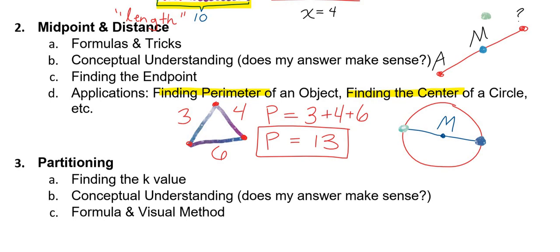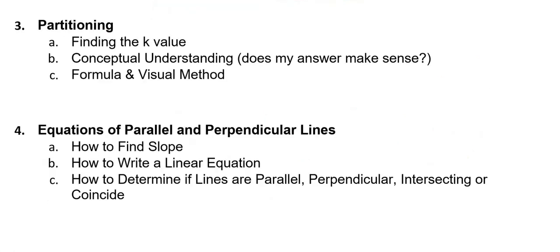Okay, let's move on to our last, we have 2 more concepts. So let's move on to our third concept. Okay, let's talk about partitioning. I'm going to go through the 3 things that I've listed under partitioning. Finding the K value, conceptual understanding, does my answer make sense? And then using the formula and visual method to find my answer. So let's talk about what partitioning is.